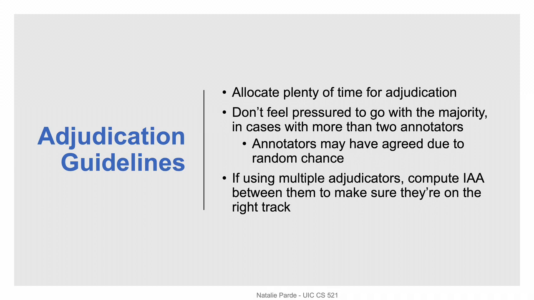If you find yourself in the role of the adjudicator for your task, which should only happen if you didn't annotate any of the data yourself, you should carefully consider the annotations provided by your annotators, as well as the overall instance context. Don't feel pressured to just choose the majority because it's possible that some agreements may have occurred due to random chance, but also don't disregard the annotators' suggestions entirely unless you have a justifiable reason for doing so. If you recruit multiple adjudicators for your task, you should compute their inter-annotator agreement on a sample of overlapping adjudications to make sure they're on the right track and not making drastically different decisions from one another.